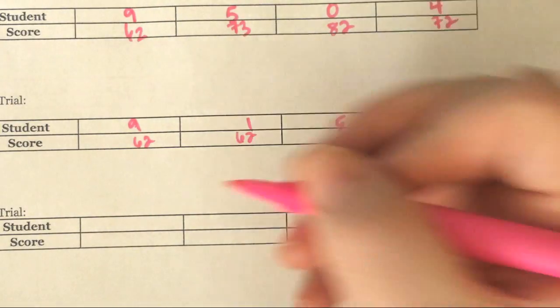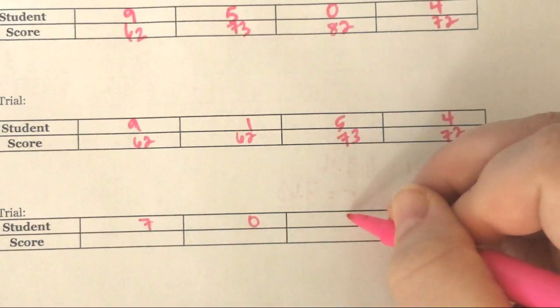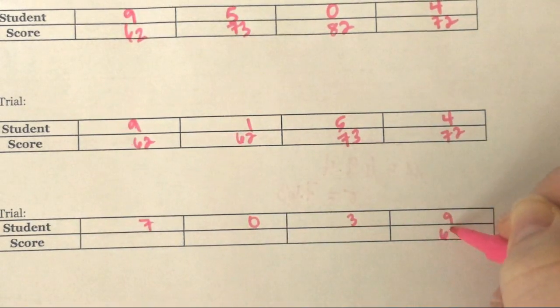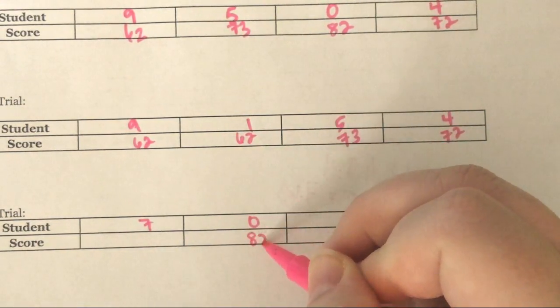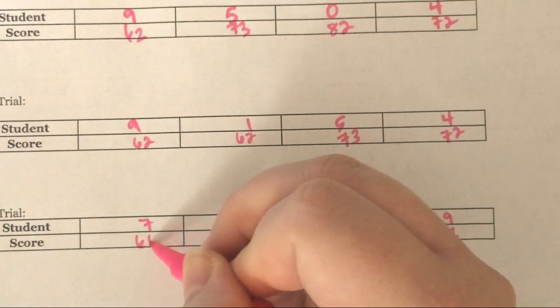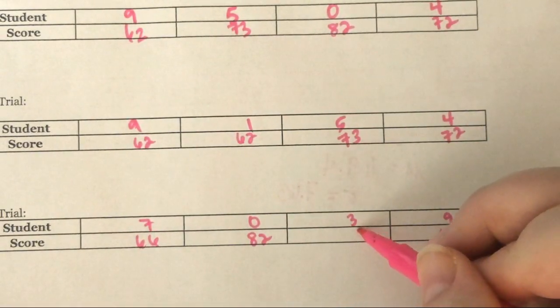I got 7039. Oh, darn you, 9. 9 is 62. 0 is 82. 7 is 66. 3 is 58.